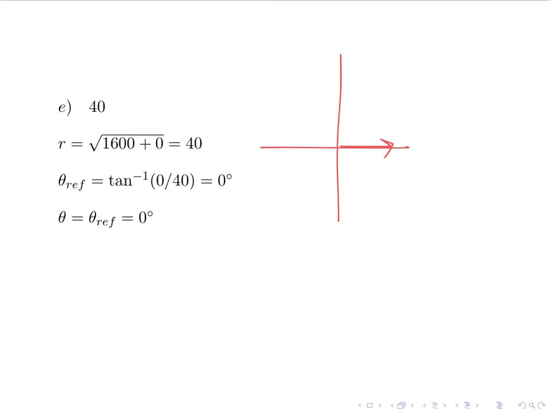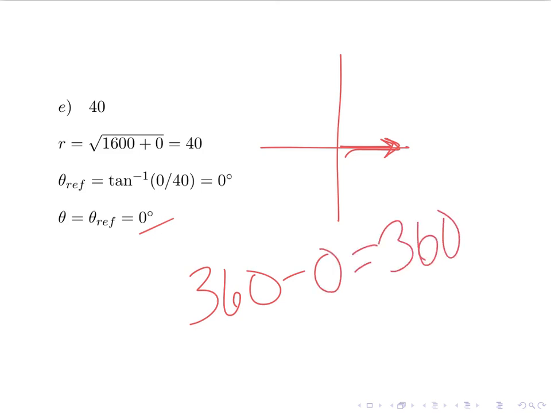So I can think of this really three different ways. One, it is on the positive x-axis, and that is 0 degrees. I could think of it as being in quadrant 1, in which case the reference angle is the angle, which is 0 degrees. Or I could think of it as being in quadrant 4, which would be 360 degrees minus 0, which is 360, but 360 degrees is 0 degrees. So it's three different ways I can think of it. It is the positive x-axis, or it's in quadrant 1, or it's in quadrant 4 with a reference angle of 0. So in either case, we get that it's 0 degrees.